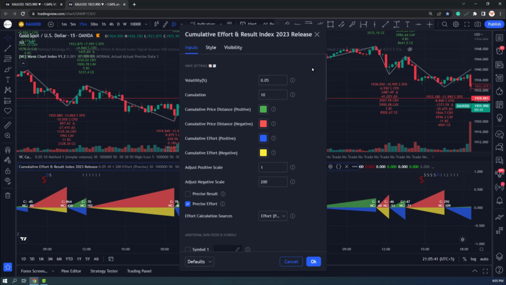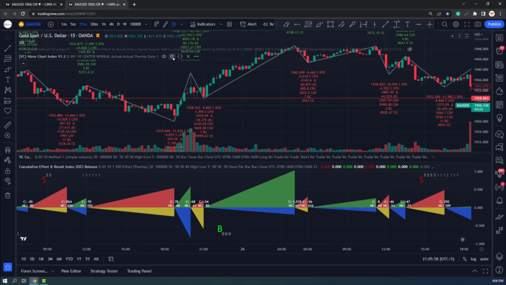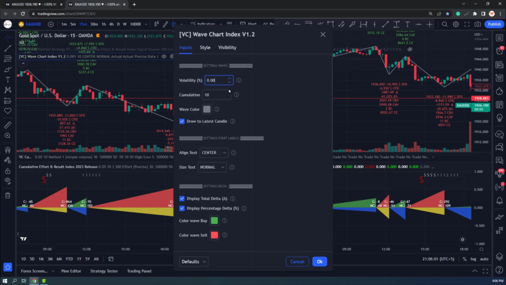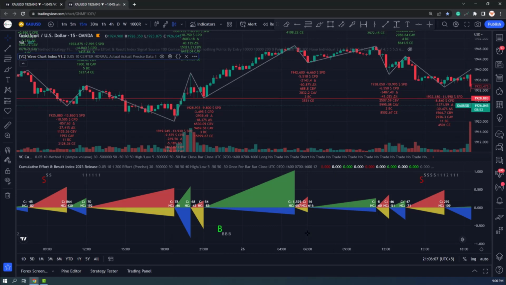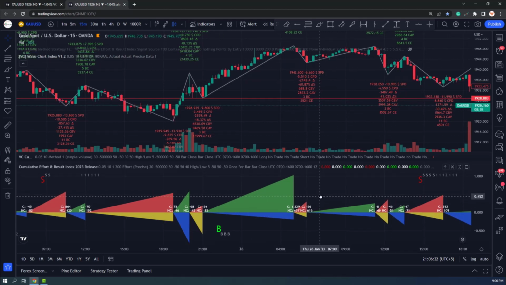You can test other values as well, but for this session, we will backtest it. We will conduct our analysis based on this setting. So the volatility 0.05 we have set in the cumulative effort and result index, the same volatility we will set here on the wave chart index, so that both indicators can sync with each other. Does it make sense to all of you? Is it clear? Yes. Yeah.